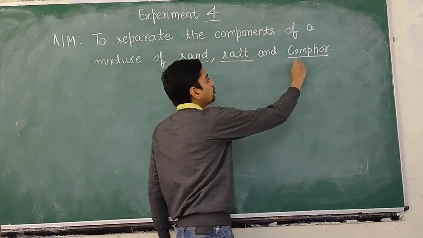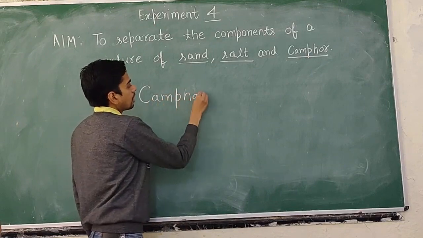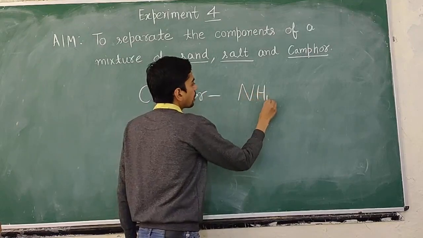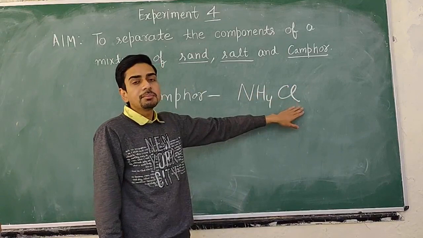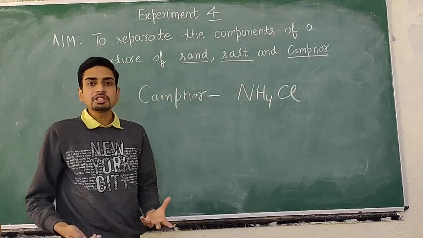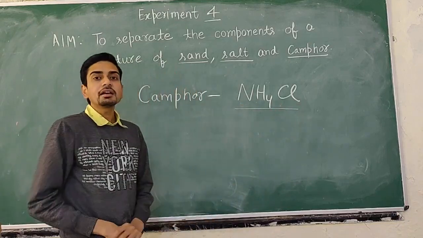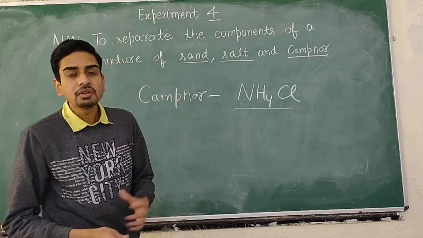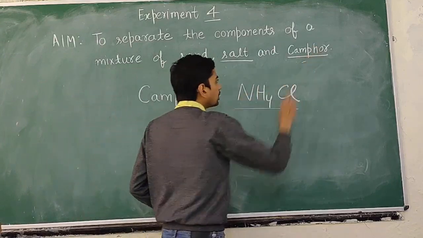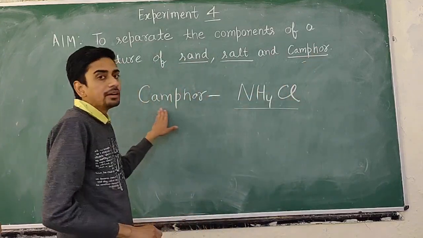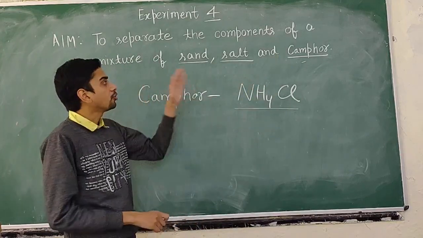You know that camphor is a sublimable substance. Camphor, which is chemically ammonium chloride, NH4Cl, is a sublimable substance. And what is sublimation? Conversion of a solid directly into gas. So camphor powder, ammonium chloride, will directly be converted into vapors, and we will collect and condense those vapors to get camphor. Because camphor is sublimable, we can separate it out from the other two components.